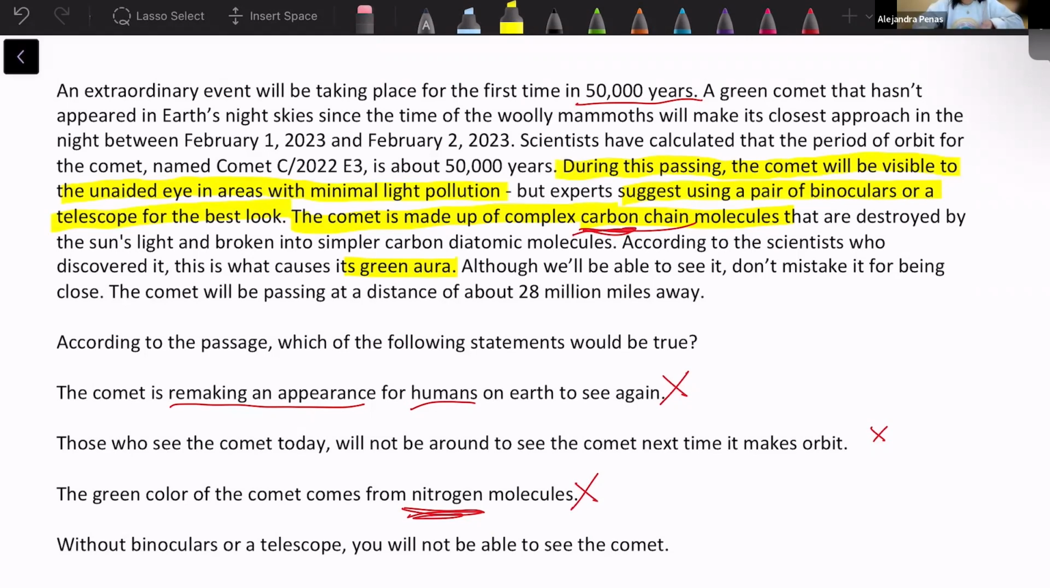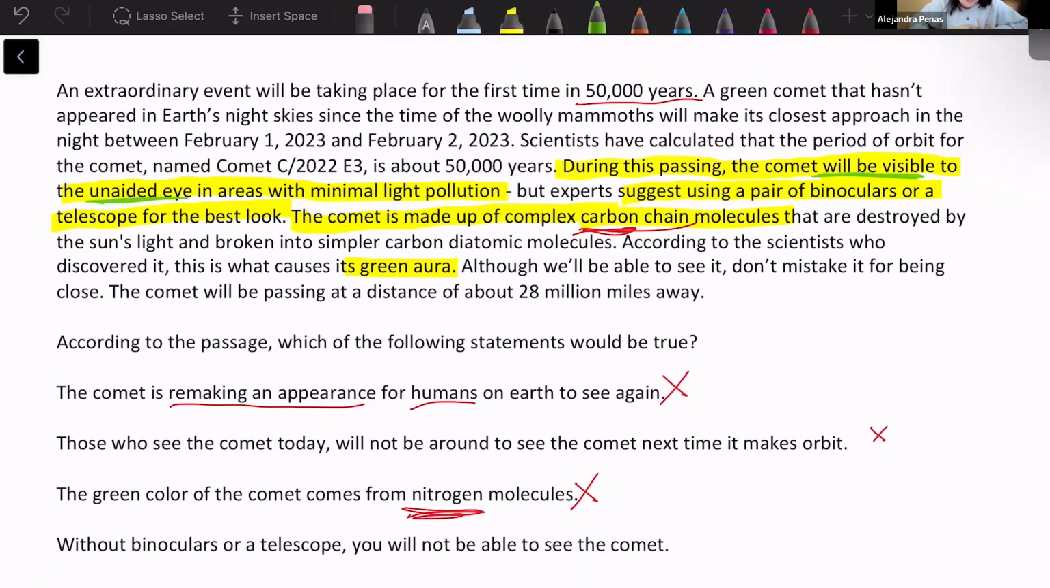So again, we highlighted the correct sentence, but read it carefully. Is it telling you that you cannot see it unless you have binoculars or a telescope? Or is it telling you that you can see it, but if you had binoculars, you could see it better? Oh. Yeah, the second one. So it's literally telling you that it will be visible to the unaided eye, meaning you can see it.